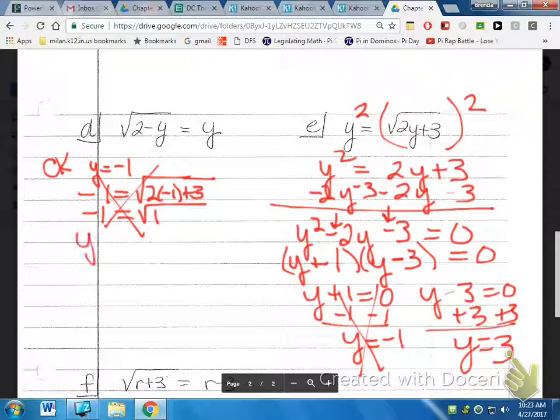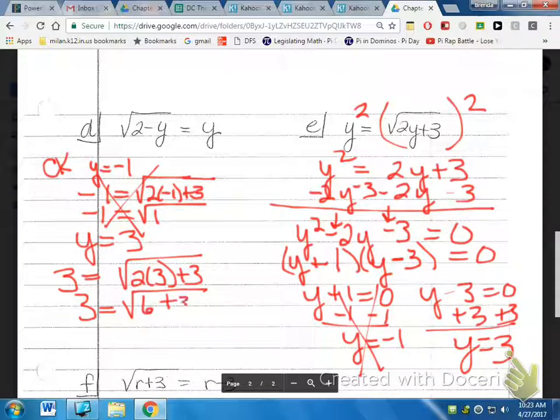Okay, then we're going to check y equals 3. So 3 equals radical 2 times 3 plus 3, which would be 6 plus 3. Okay, what's the square root of 9? 3. So that one is a good answer. Your answer is y equals 3.